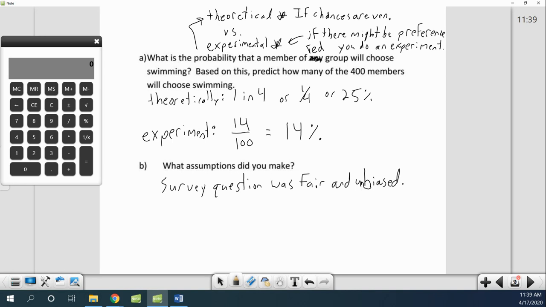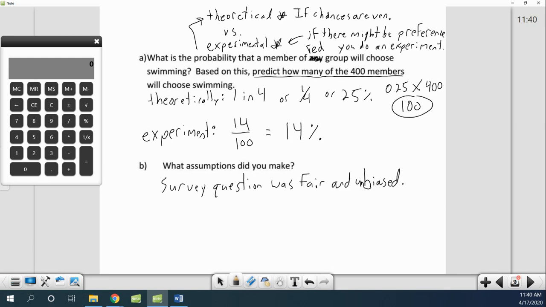And we need to now predict how many of the 400 members will choose swimming. So theoretically, well, what's 25% of 400? 25% of means multiply.